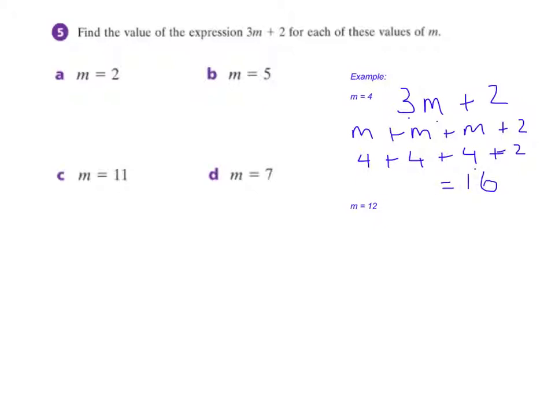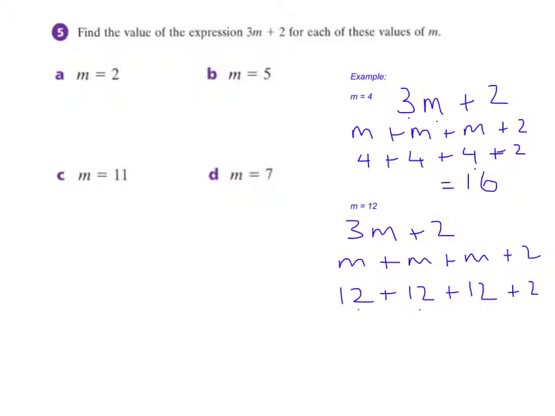So it's 16. If I look at m equals 12, once again, I've got my 3 m's plus 2. So it's m plus m plus m plus 2. And I know m is 12 this time. 12 plus 12 plus 12 plus 2. So 12, 24, 36, 37, 38. So that equals 38.